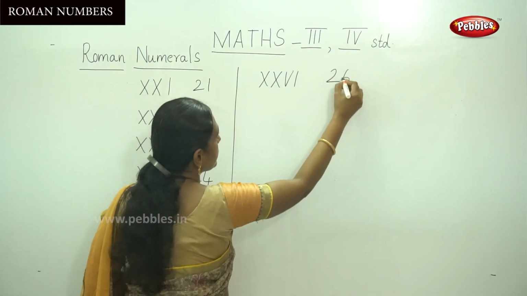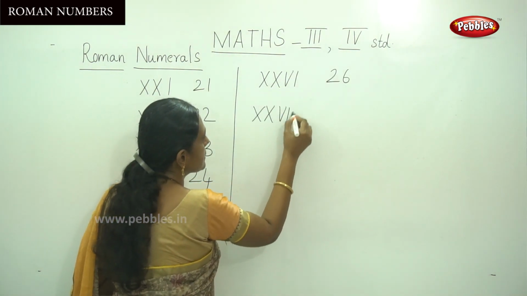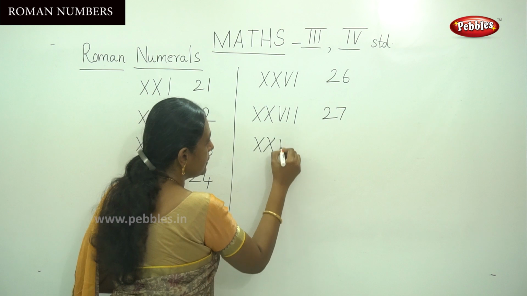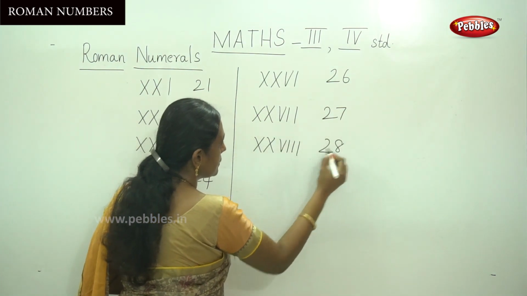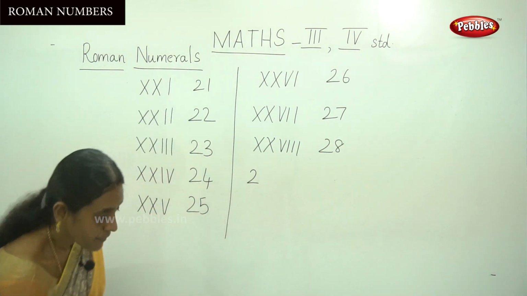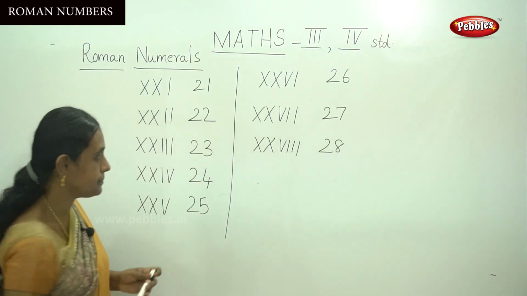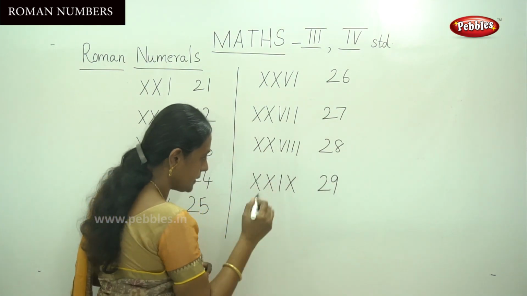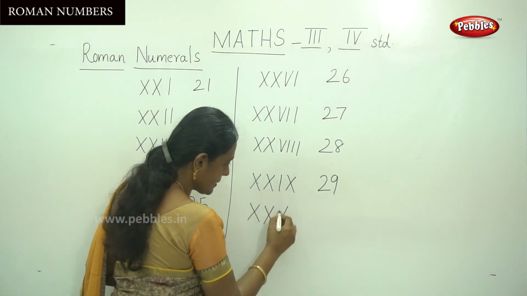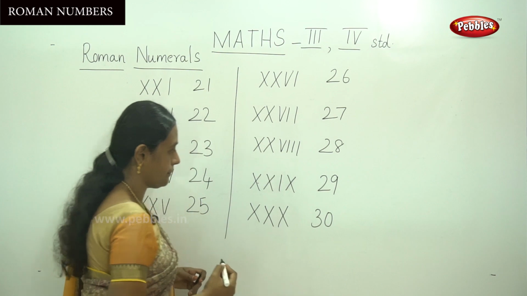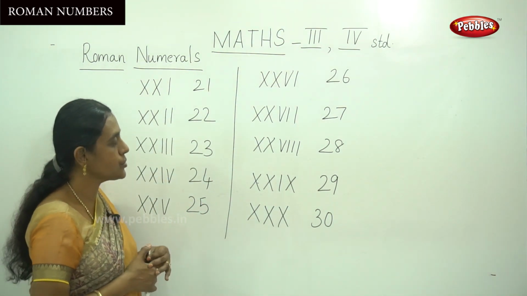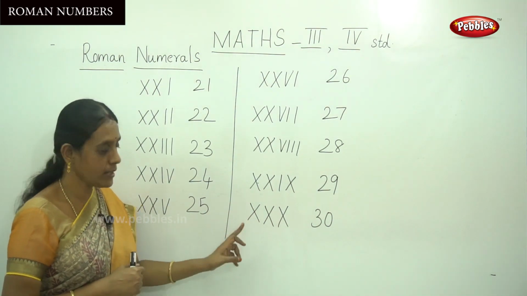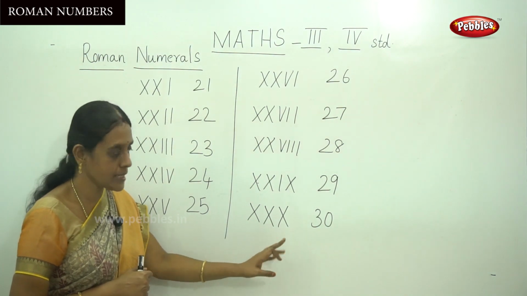And next, 26, and similarly 27: this is 20, this is 7. And 20 and 8, and 29 and 30. For 30 you put 3 x's. You should know that for 30 you have to write 3 x's: 10 plus 10 plus 10 denotes 30.